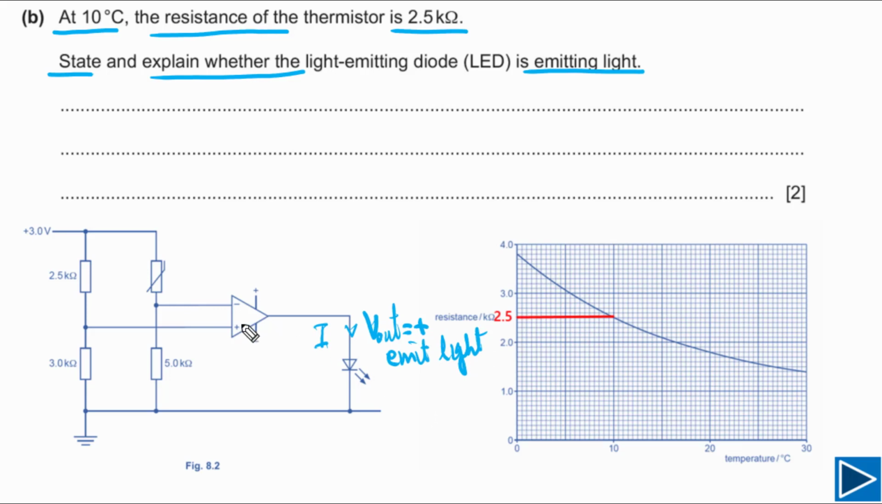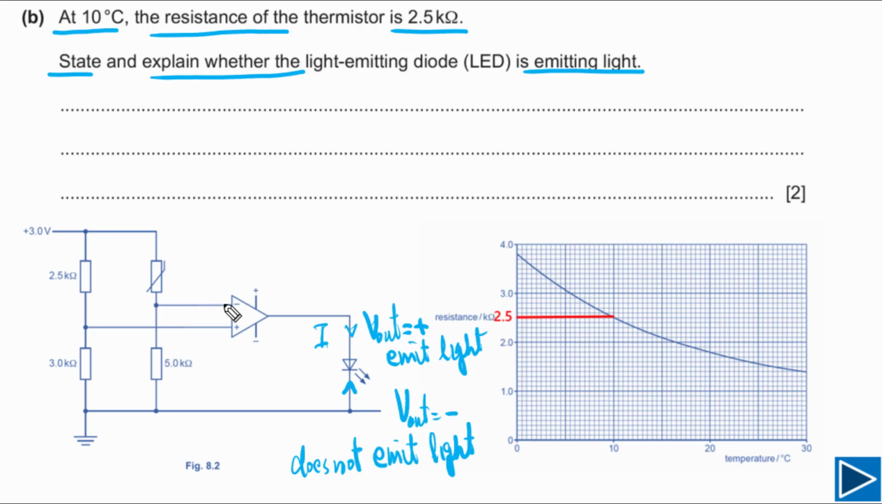On the other hand, if V out is negative, then current will flow this way, but the resistance of the LED is very high in reverse bias, so no current will flow. When no current flows, it will not emit light. So simply we can write down: does not emit light if V out is negative.